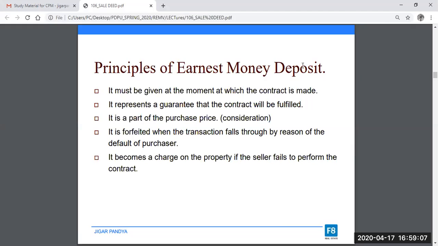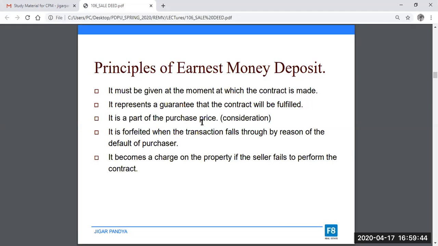So, looking at these five principles of EMD, it is very clear that EMD is one of the best ways to enter into a real estate property transaction. And the reason is very simple. Firstly, it validates the contract because it represents a guarantee. It's kind of a guarantee that the contract will be fulfilled. Secondly, it is part of the consideration of the purchase price.